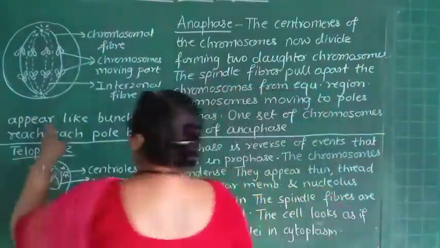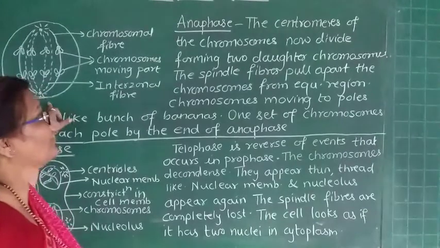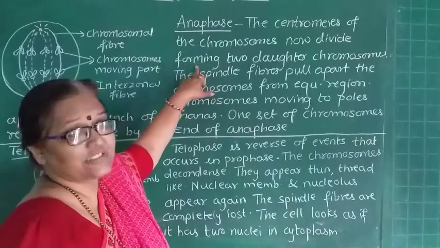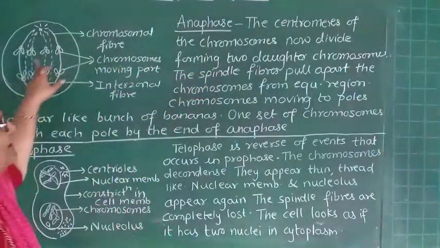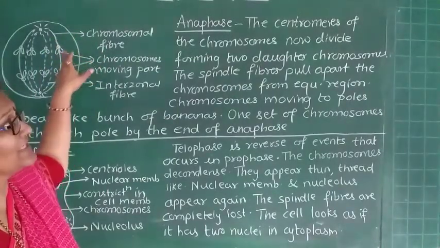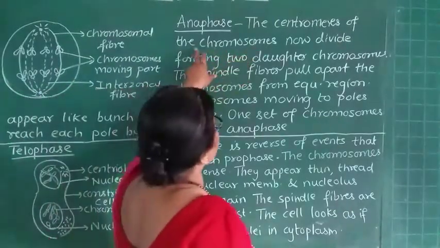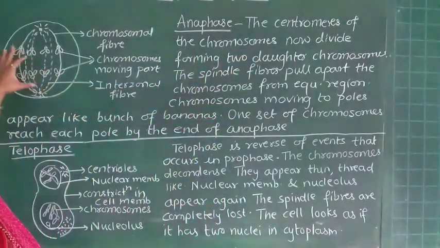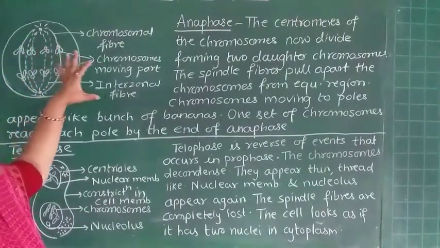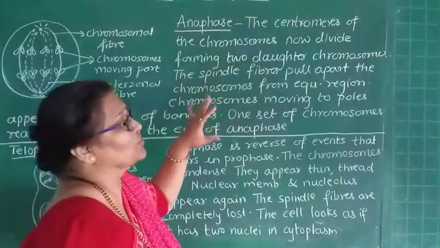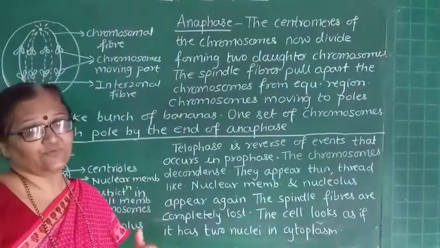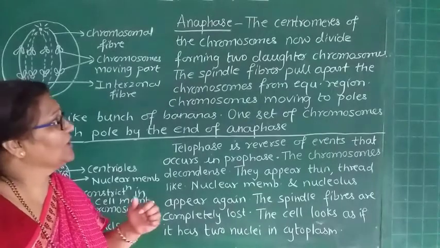See here, in anaphase I have drawn the figure. The centromeres of the chromosomes now start to divide. That means, in the stage of anaphase, the centromeres of the chromosomes start to divide. Whenever they divide, they form two daughter chromosomes. That means after division of the chromosomes, there is formation of two daughter chromosomes.